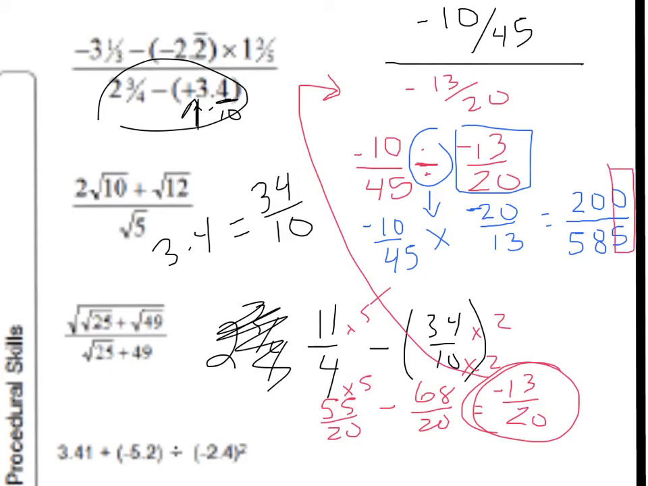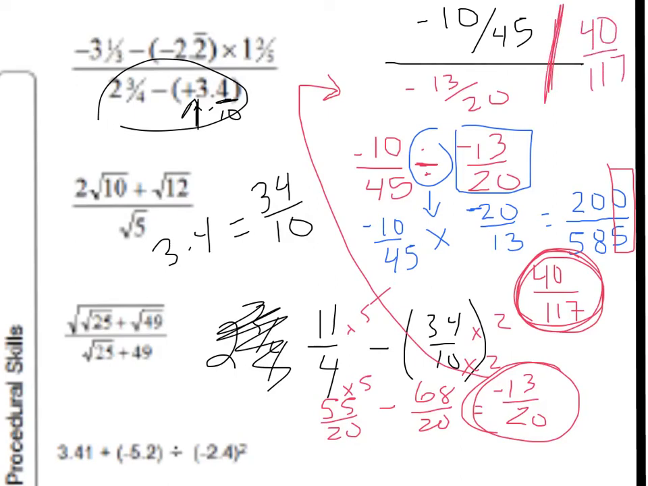The last number ends with a 0 or 5, so I can start reducing. I can divide by 5s. So I'm going to divide 200 by 5. 200 divided by 5 is 40. 585 divided by 5 is 117. And that's your final answer. So your answer for this question is 40 over 117.